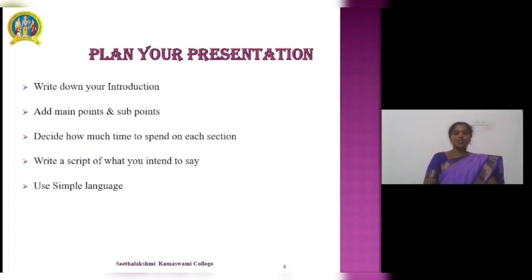And you have to plan your presentation, which means you have to make yourself a very simple plan. You can start by writing down your introduction. You can add 3 to 4 points you want the audience to take away from your talk, and if necessary you can also add sub points and decide how much time you're going to spend on each section. In short, you have to prepare a script of what you're going to discuss in your presentation. And the most important thing to be noted is you have to use simple language in your presentation. The language you use must be comprehensible.